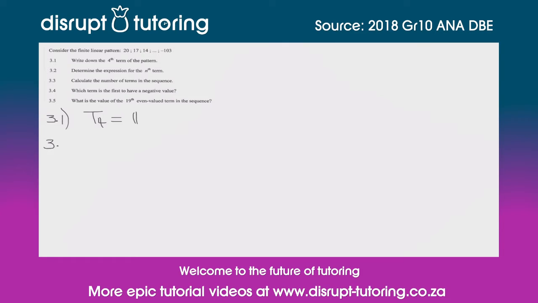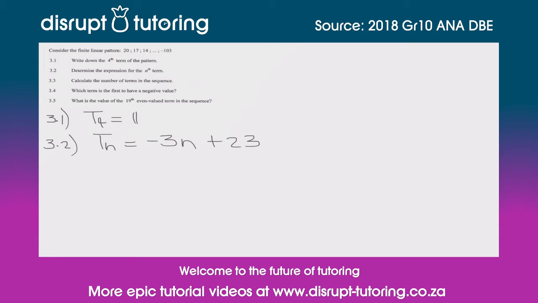Right, moving on to 3.2. They've asked us to determine the expression for the nth term. Remember how we do this? We say Tn is equal to, we automatically state that our common difference is minus 3 and times that by n immediately, okay, without thinking too much. Now we sub in 1 for n, and that's going to give us minus 3, and then we need to try and figure out what to add to the minus 3 in order to get to 20, and that is, we need to add 23. So let's add 23.